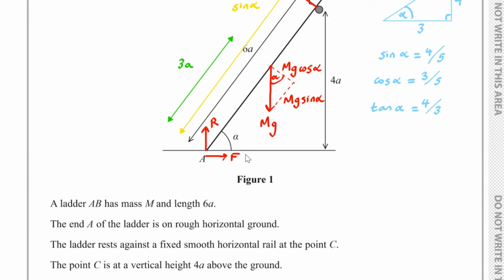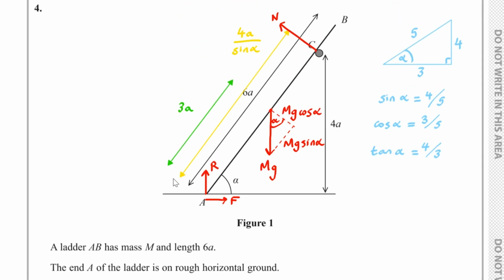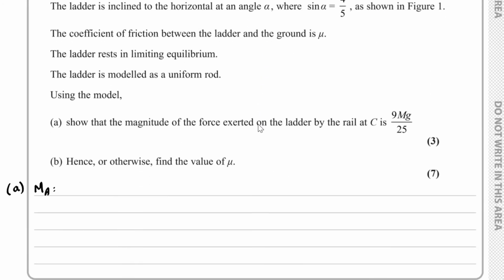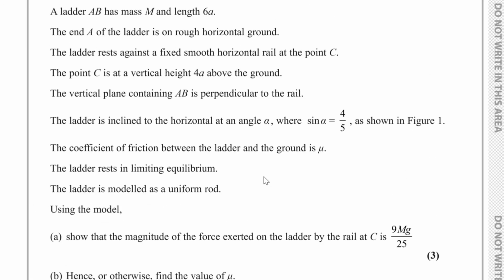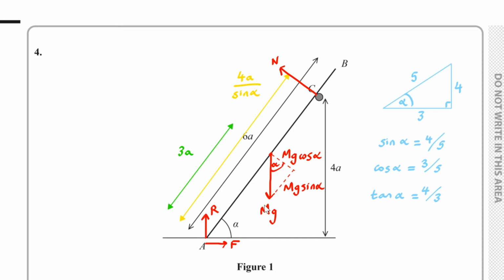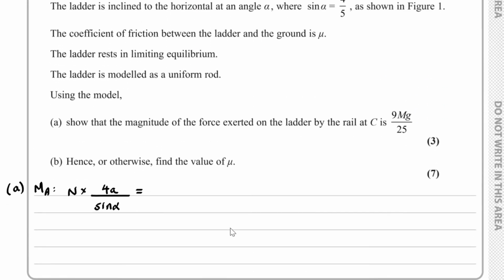So that's quite useful, because if we take moments about A, we have N times the distance 4A over sine alpha. Let's write this down. We have N times 4A over sine alpha, and this is equal to mg cos alpha times 3A. So mg cos alpha times 3A.